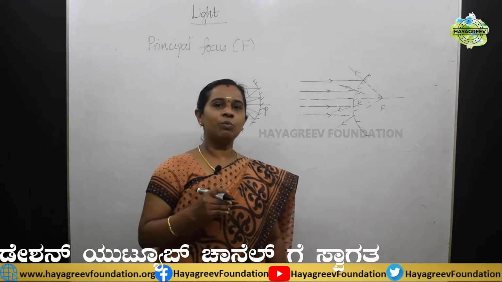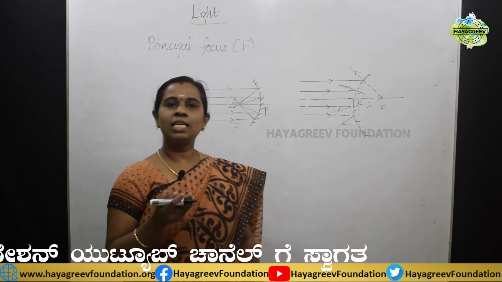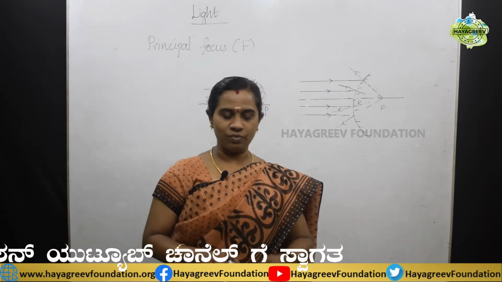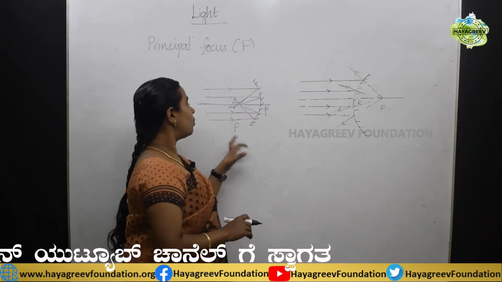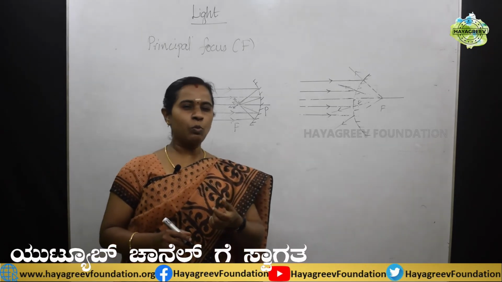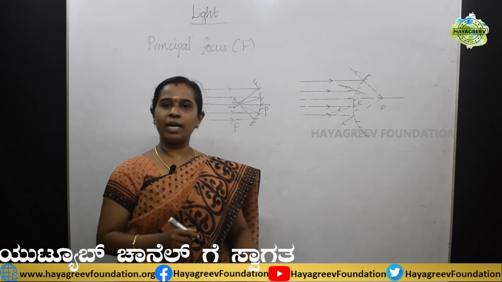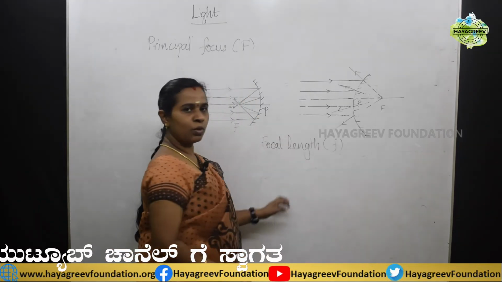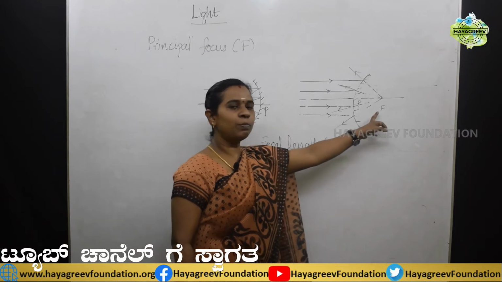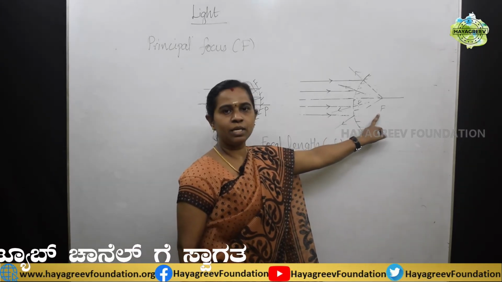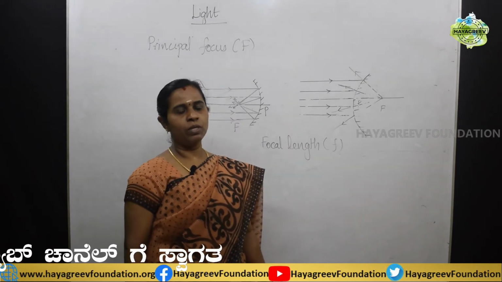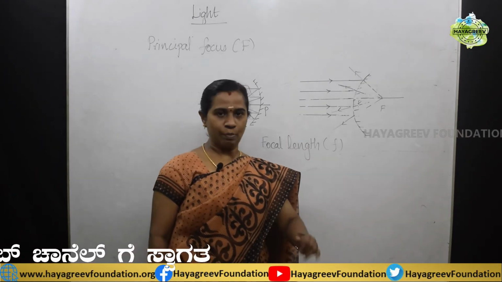Now we want to know about image formation by the concave mirror and the convex mirror. But first I want to discuss one more small, important question: focal length. Focal length is represented by the symbol small f. For principal focus we use capital F, and for focal length we use small f. So, define focal length. It is an important question.